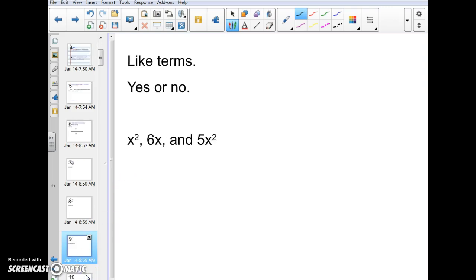Alright, go ahead and copy this one down. So are these like terms? I have x squared, or x to the power of 2. I have 6x, and I have 5x to the power of 2. Are these like terms?